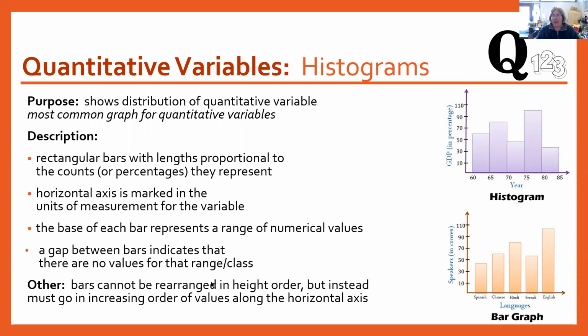The other thing to note about a histogram is that you cannot rearrange the bars. If you think about that x-axis being the variable that we're measuring, it goes with the number line. So it starts at the smallest number and it just counts up to the larger number. So for that reason, we cannot rearrange the bars on a histogram. All right, so come back in the next video and we'll take a look at how to make a histogram in Excel.